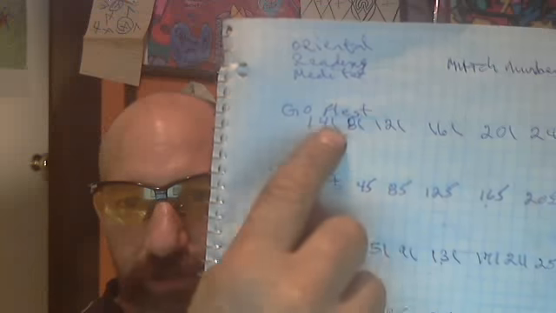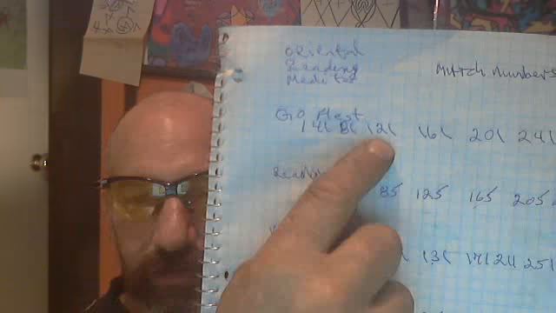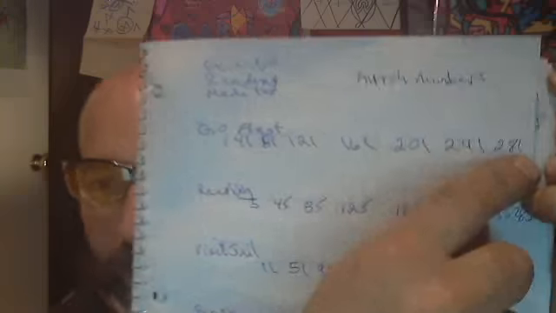So yeah, these dates will tell you who's where during the year. 121 is right here on Go. 161 is on Go. 201 on Go. 241 on Go. 281 on Go.